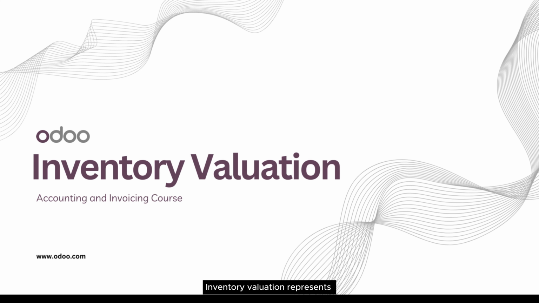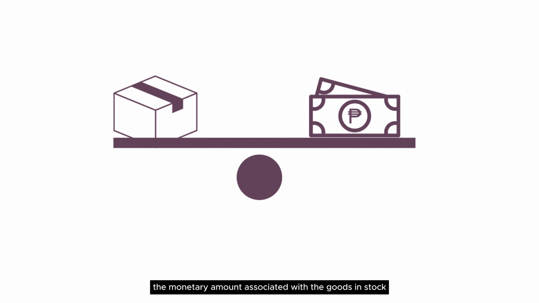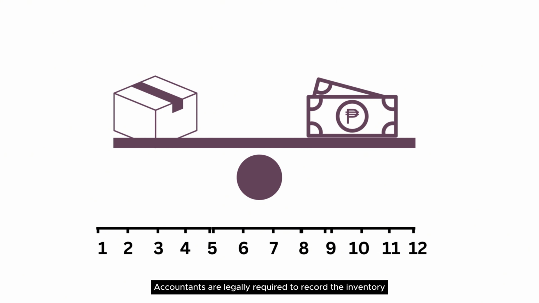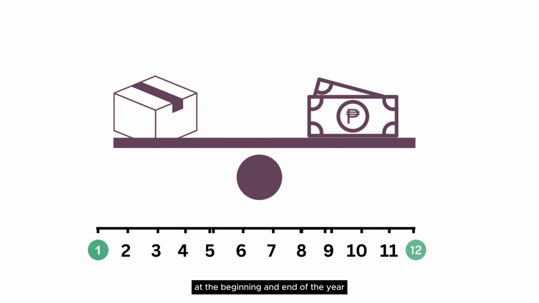Inventory valuation represents the monetary amount associated with the goods in stock at the end of an accounting period. Accountants are legally required to record the inventory at the beginning and end of the year to compute the difference. This difference is then booked as an accounting entry to validate and declare the inventory movement.